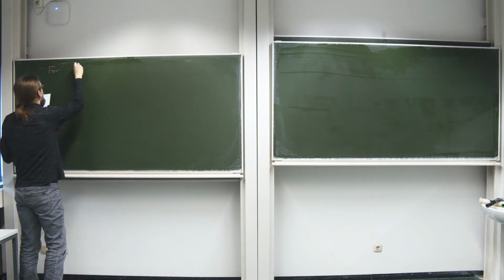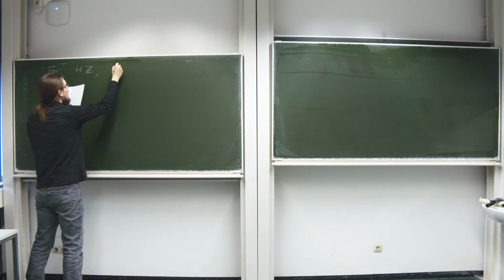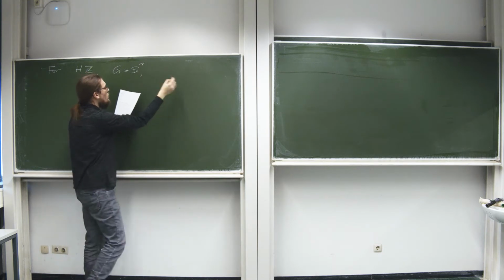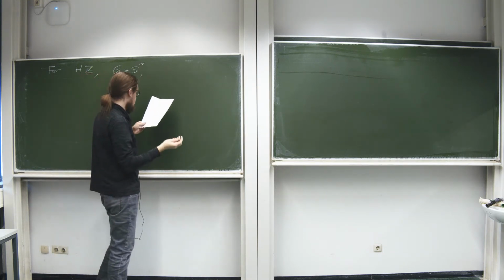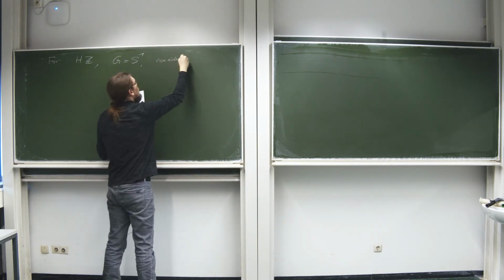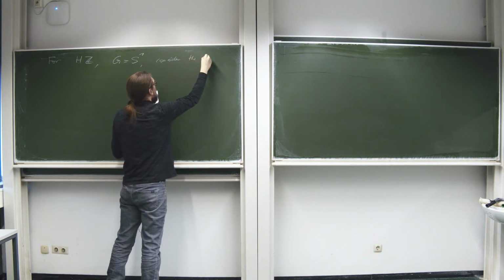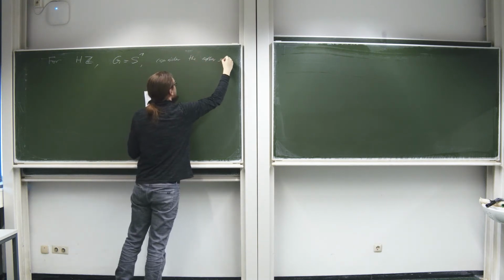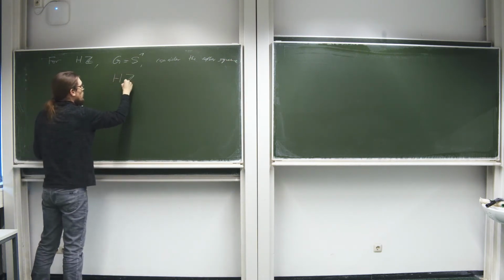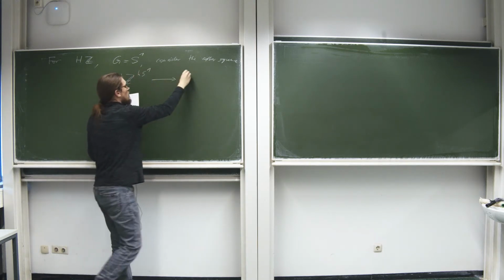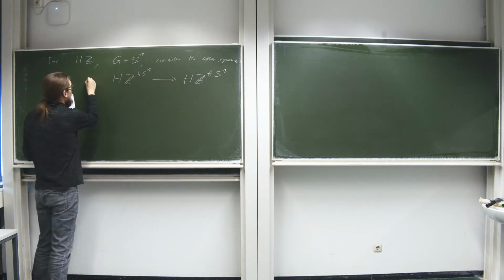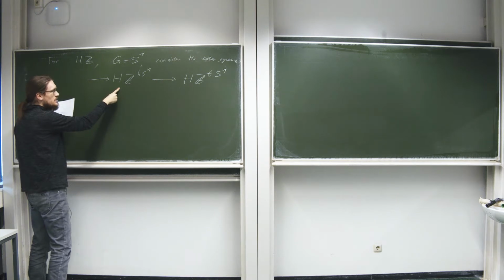So for HZ and group given by S1, we can try to compute the Tate S1, the Tate construction, by the defining cofiber sequence. So we consider the cofiber sequence given by homotopy fixed points, the Tate construction, and then what comes in here is the norm.